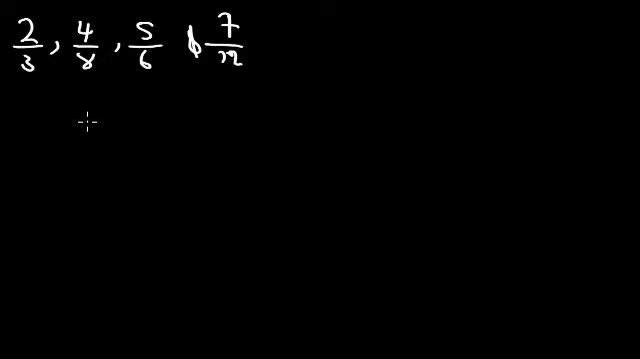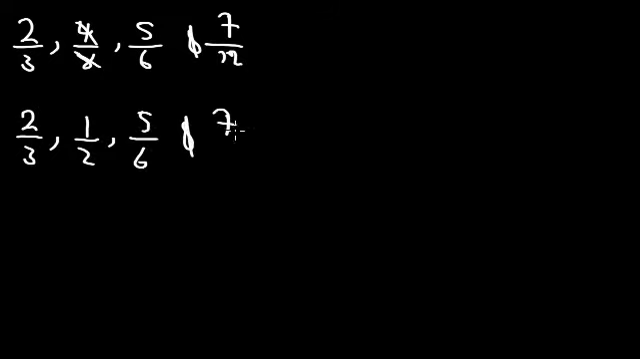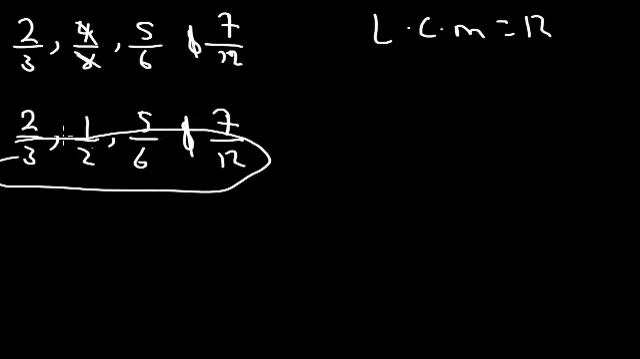But if you observe each of those fractions, 4 over 8 has not been simplified to the lowest term. So you can do that. So these fractions can become 2 over 3, 4 here 1, 4 here 2, that's 1 over 2, 5 over 6, and 7 over 12. Now we have each individual fraction simplified to the lowest term. And what will be the LCM? The LCM will simply be 12. Our main goal now is to make all these denominators to be 12.